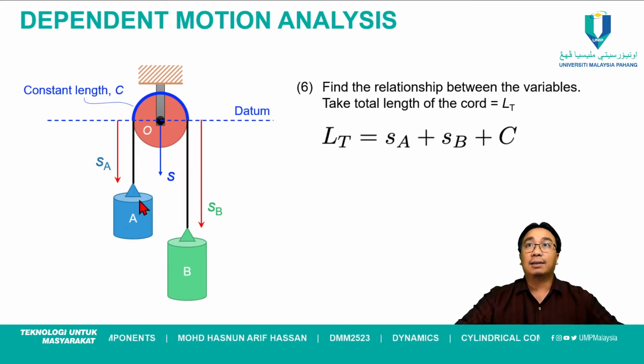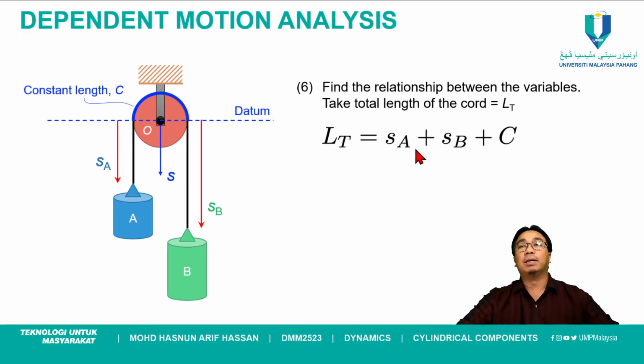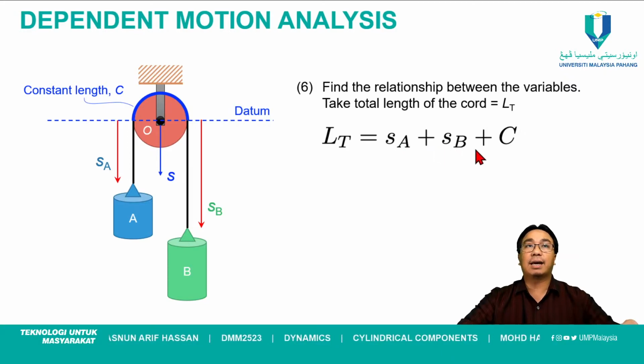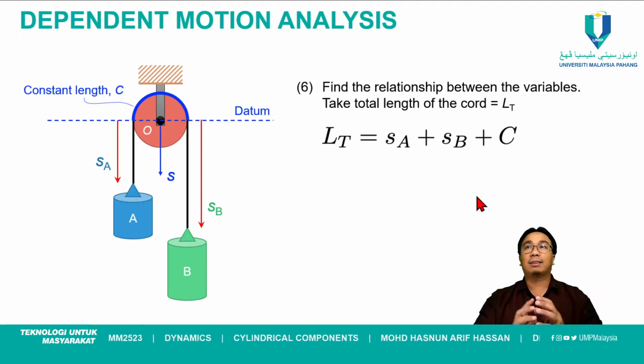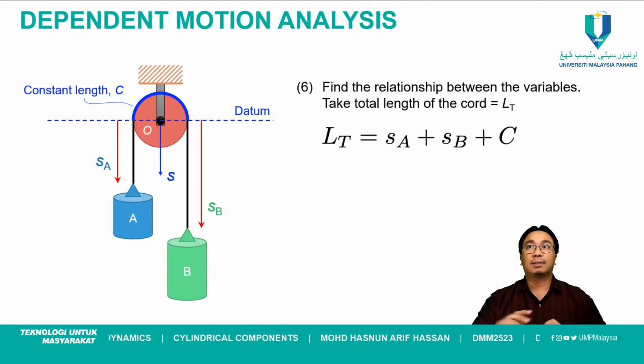LT ialah, LT ni panjang keseluruhan tali, panjang ke semua tali ni. So, LT will be SA, panjang daripada sini ke sini, plus panjang the constant length C plus panjang SB. So, LT will be equal to SA plus SB plus C. This will be the total length of the cord. Okay? Boleh faham tak ni?